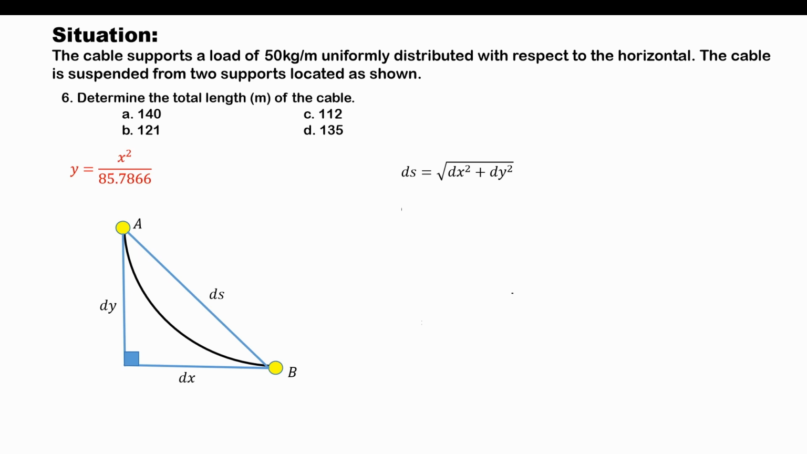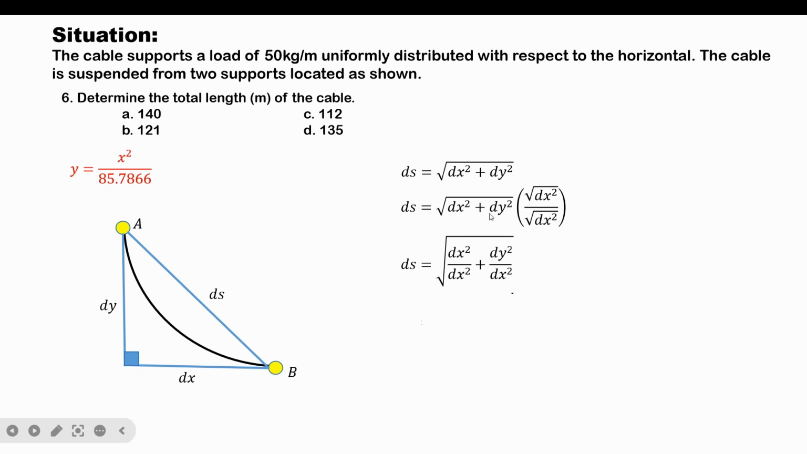So we will multiply this term by this term. The term multiplied here basically has a value of 1, since the terms at the numerator and denominator are the same. So we will distribute this denominator term inside of this term. Basically, we have dx squared over dx squared plus dy squared over dx squared, and outside of this term, the term left would be the numerator term that we've multiplied here. So we have here the square root of dx squared.